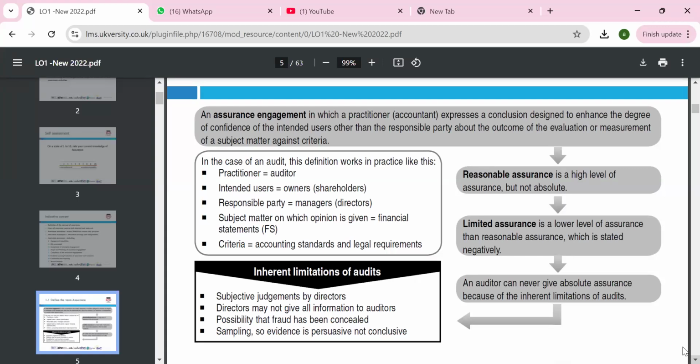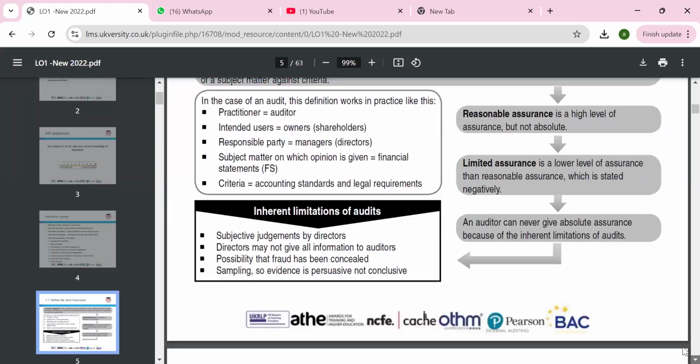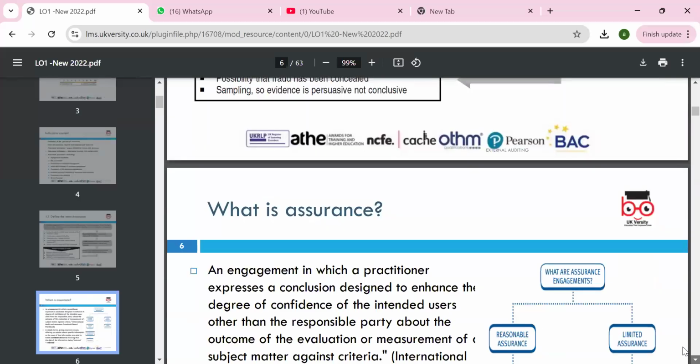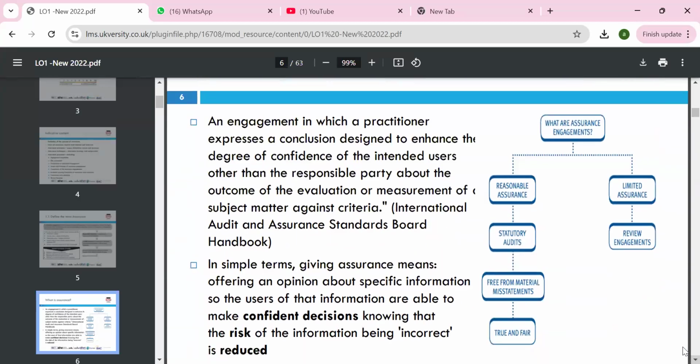An auditor can never give absolute assurance because of the inherent limitations of the audit, which can be subject to the judgment of the directors. Directors may not give the information to the auditors, fraud may have been concealed, and sampling evidence is persuasive, not conclusive. That can be the reason. In an assurance engagement, the practitioner expresses a conclusion designed to enhance the degree of confidence of intended users and the responsible parties.